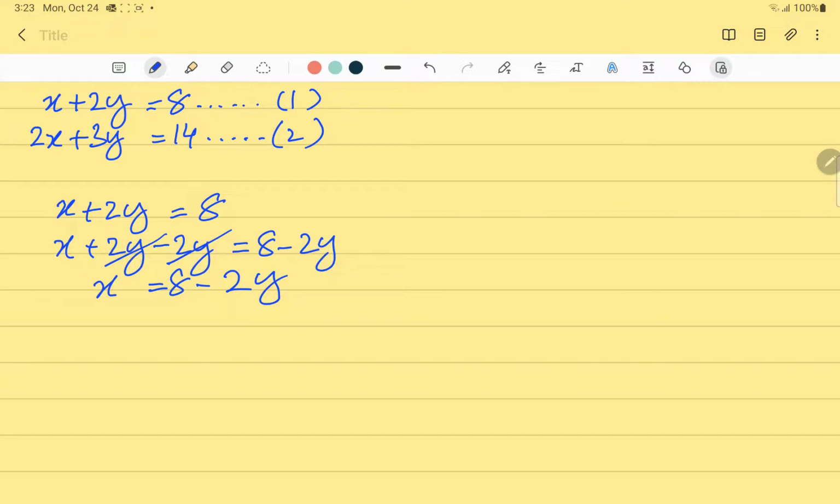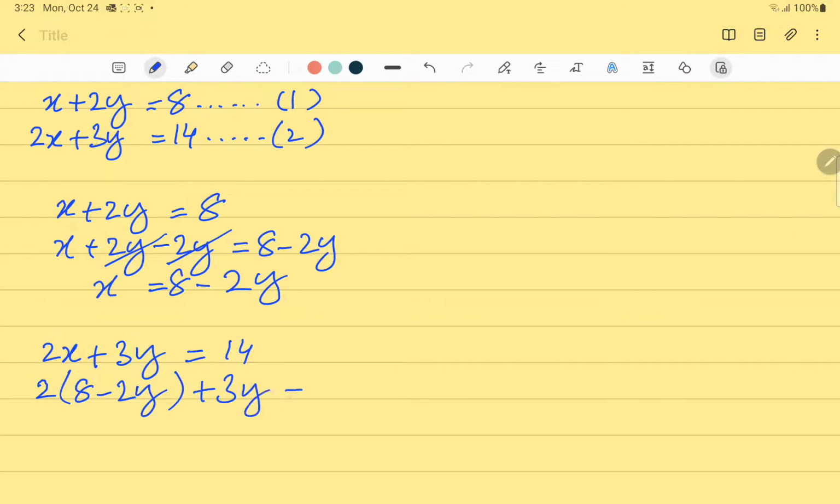Now we substitute this value of x in equation number 2. Our equation number 2 is 2x plus 3y is equal to 14. Now we substitute the value of x. So 2 into 8 minus 2y plus 3y is equal to 14. 2 into 8 is 16. 2 into minus 2y is minus 4y plus 3y is equal to 14.